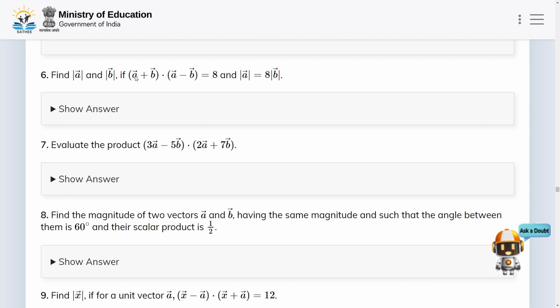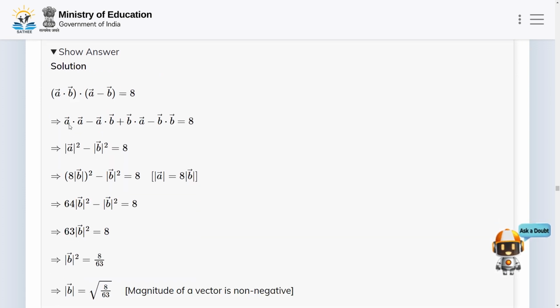Quite simple. Distribute or expand this. You will get A dot A minus A dot B plus B dot A minus B dot B. Both of the middle terms are going to cancel each other. This will be the square of the magnitude of A, and this will be the square of the magnitude of B.